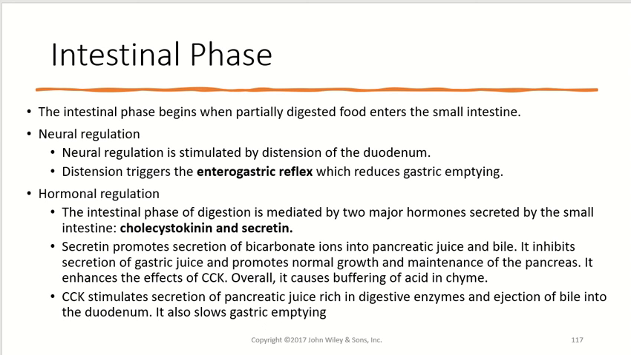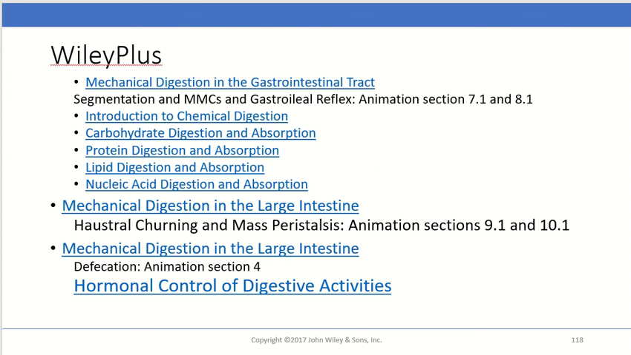Our cholecystokinin is going to stimulate secretion of pancreatic juices that are rich in digestive enzymes, and it's also going to stimulate the ejection of bile into the duodenum. And this is also going to slow gastric emptying. So that is all we have for the digestive system.